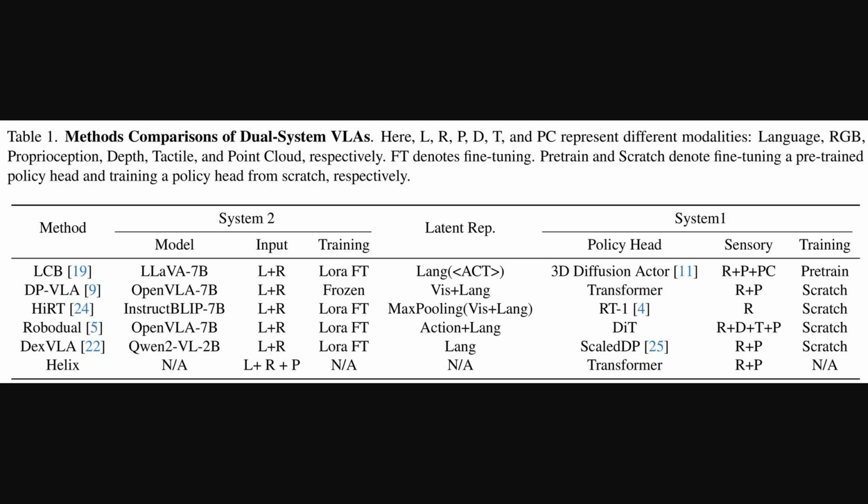Building on that overview, this table lays out a comparison of various existing dual system vision language action architectures. It details design choices for System 2, including its model and training, and System 1, showing its policy head, that is the component generating actions, its sensory inputs, which are different modalities like language, visual data, or proprioception, the robot's awareness of its own physical state. It also shows the kind of latent representation, an internal compressed summary of information used, and if the policy head was pre-trained or trained from scratch. This comparison highlights the design landscape the researchers are investigating.